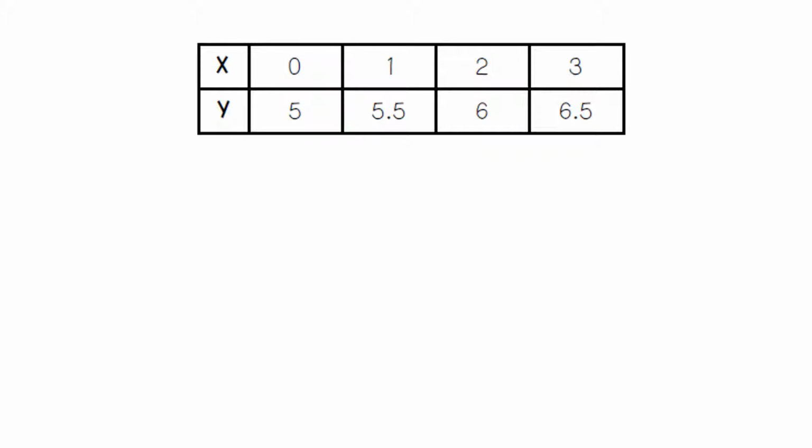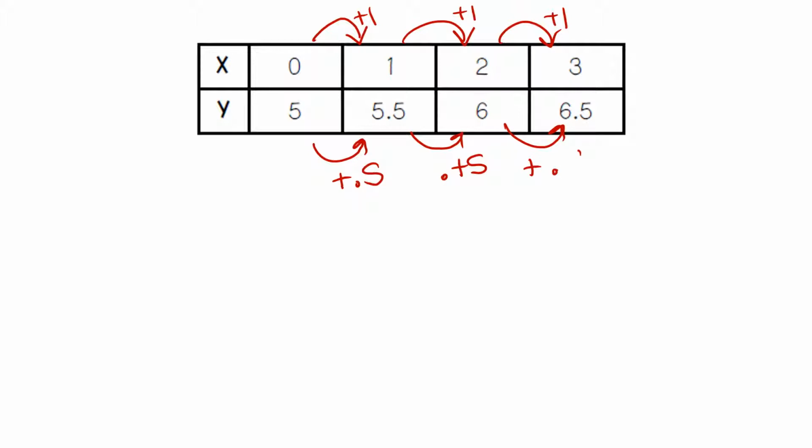For this problem, the columns x and y are already labeled for us, so we can simply see how much we're changing by. 0 plus 1 is 1, 1 plus 1 is 2, 2 plus 1 is 3. In the y column, 5 plus 0.5 is 5.5, 5.5 plus 0.5 is 6, 6 plus 0.5 is 6.5.